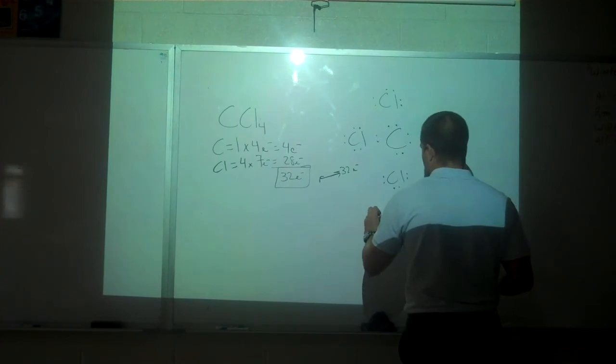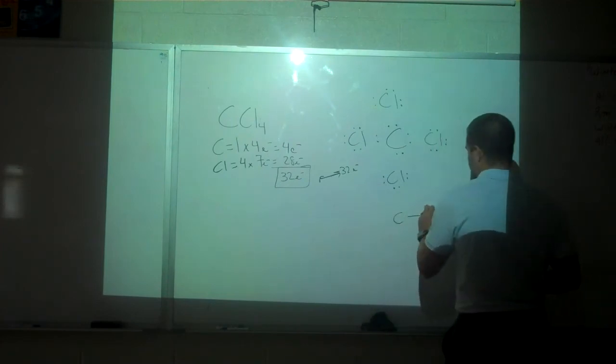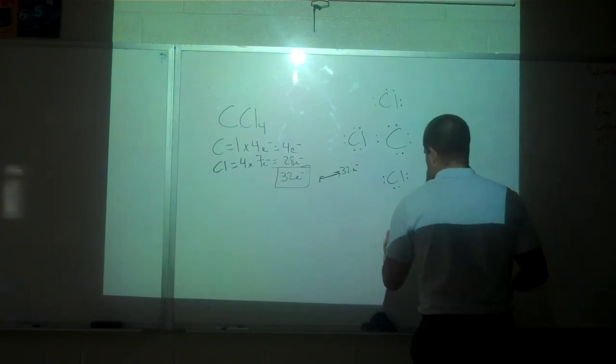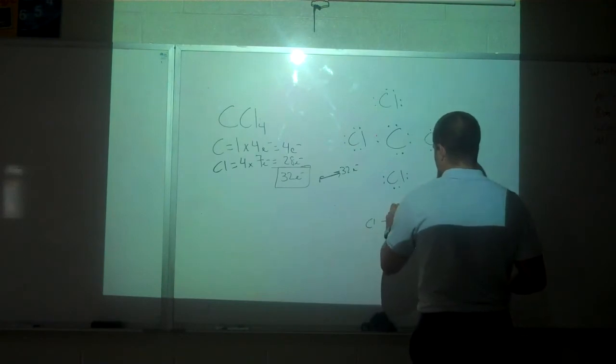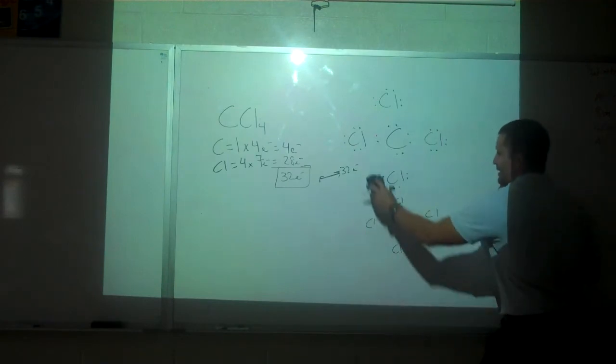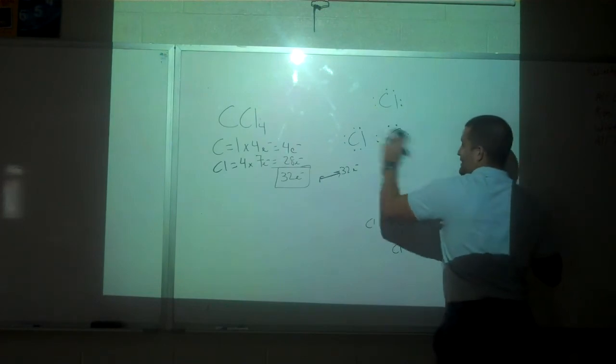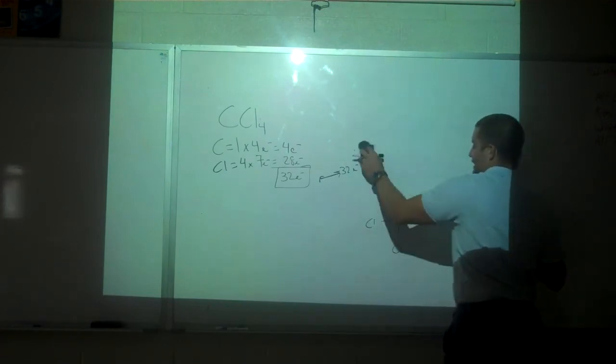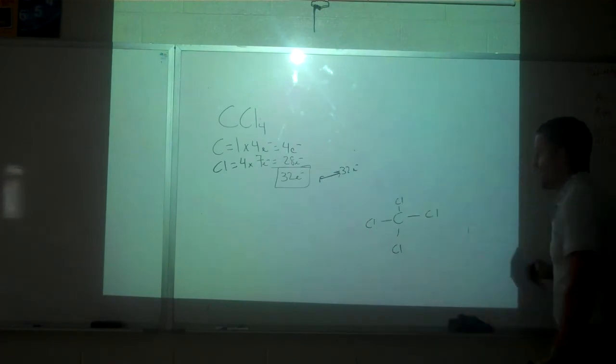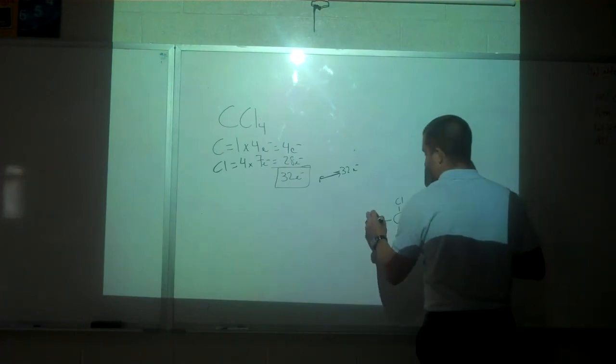So I can just do C, Cl, Cl, Cl, Cl. Okay? And in the textbooks, they don't really write those lone pairs anymore, but we're going to write them with Lewis structures here. So now I need to put these here. Okay?